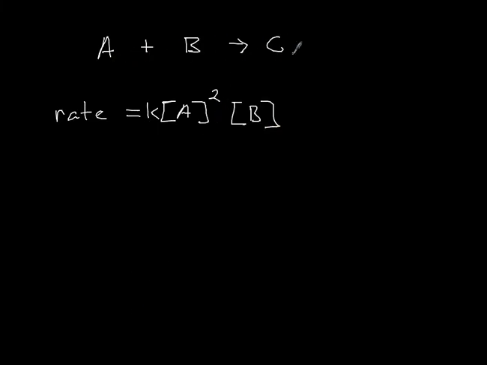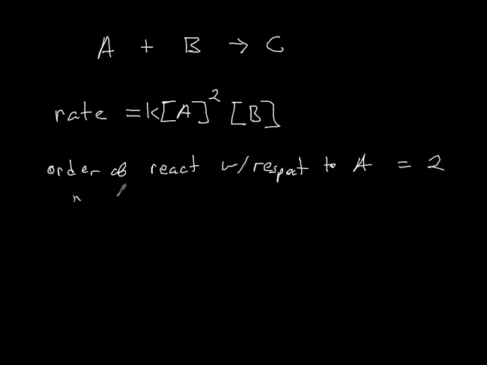A plus B makes C. Here's the rate expression we've determined experimentally. Now we have numbers in here, a 2 here and a 1 here, so this has been determined. Okay, so let's decipher this a little bit according to what we just talked about. What is the order of reaction with respect to A? The order of reaction with respect to A is 2. The order of reaction with respect to B is 1.